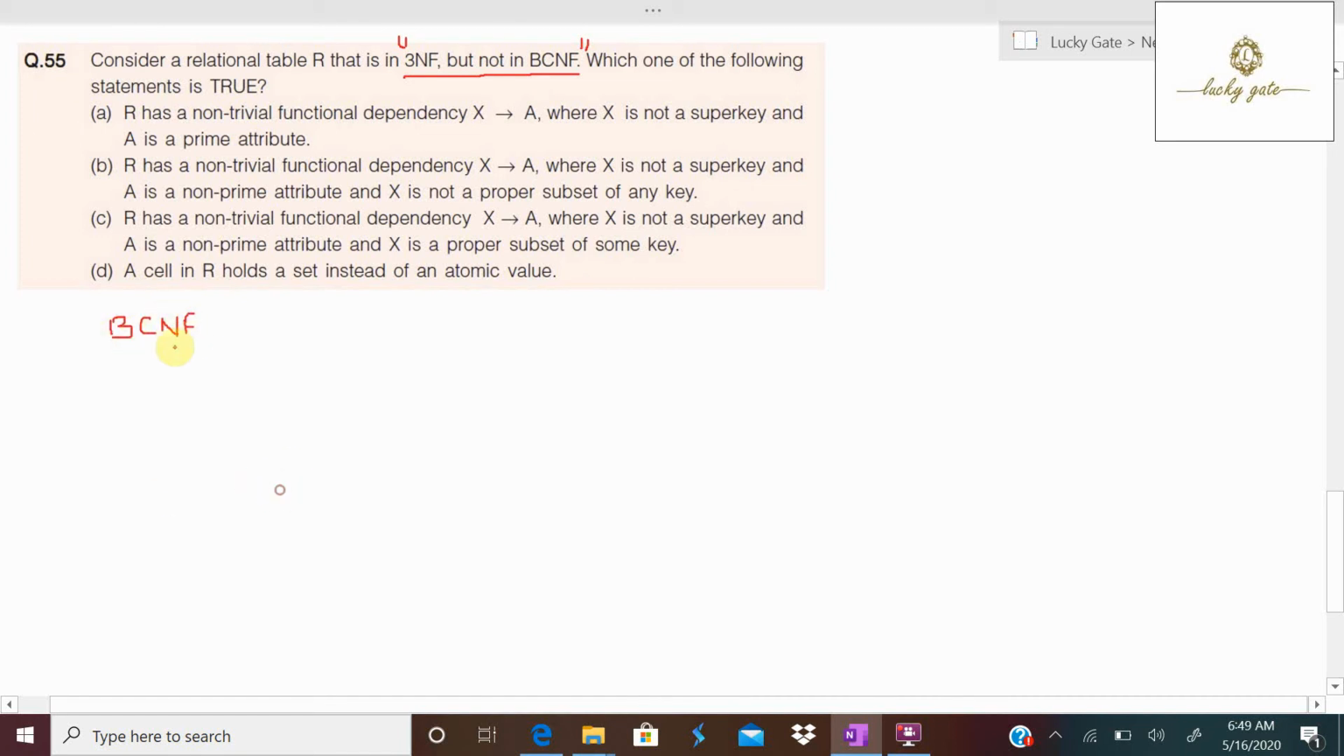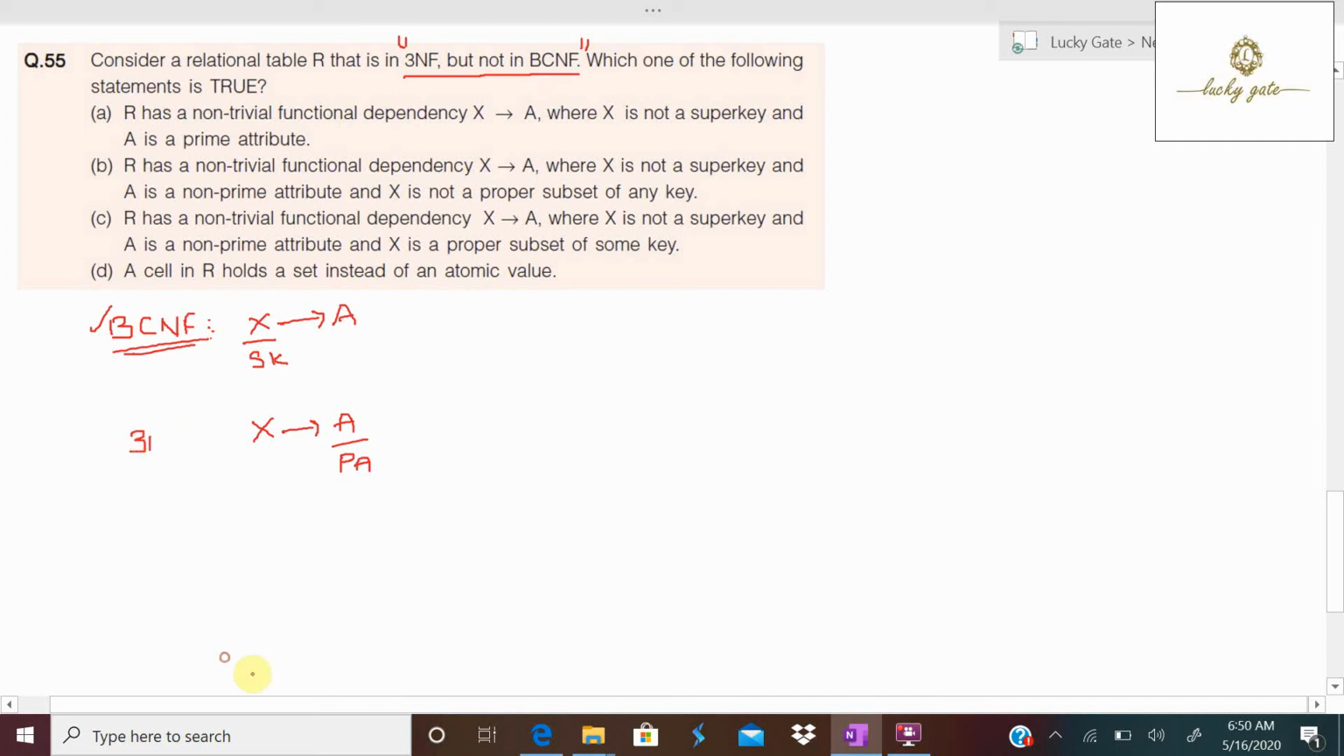First, BCNF relation. What BCNF requires is, if there is a non-trivial functional dependency of the form X to A holds, it requires X should be a super key. Meaning if the LHS of every functional dependency is a super key, then such relations are called BCNF relations. Suppose X to A is a functional dependency, X is not a super key but A is a prime attribute, then we can say the relation is not in BCNF but we can say the relation is in 3NF.